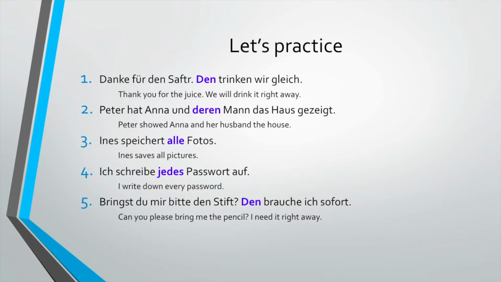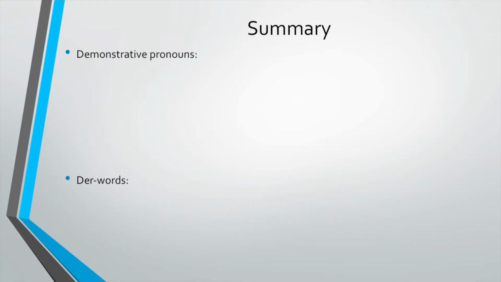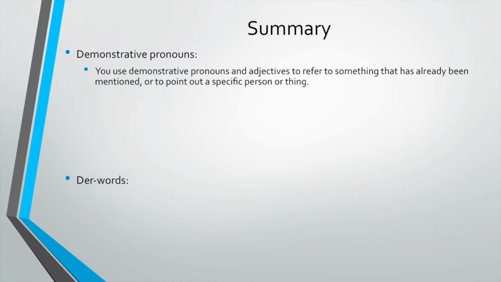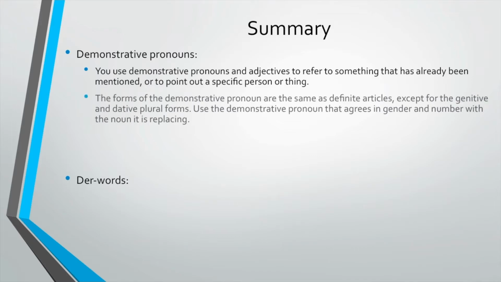Okay, very good. Let's summarize what we went over today. We first talked about the demonstrative pronouns. You learned that demonstrative pronouns and adjectives refer to something that has already been mentioned or to point out a specific person or thing. The forms of the demonstrative pronouns are the same as the definite articles except for the genitive and dative plural forms. You also use the demonstrative pronouns that agree in gender and number with the noun they are replacing. Yeah, they have to agree in gender and number.